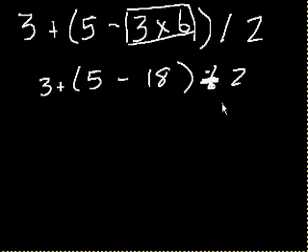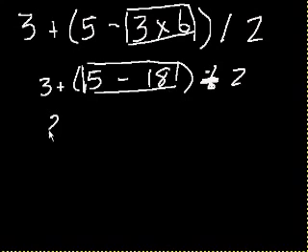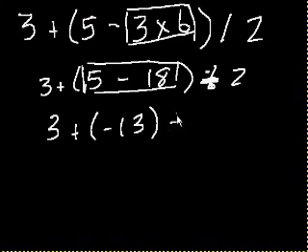We still have a fairly complicated expression, especially because I wrote it so messily. So what do I do next? Well, once again, parentheses first. So we go into this parentheses, and there's only one thing I can do within it: 5 minus 18. Well, what's 5 minus 18? It's negative 13. So now I have 3 plus negative 13, divided by 2. I'll leave the parentheses there, just around the number. So what do I do next? Do I do the addition or do I do the division first?